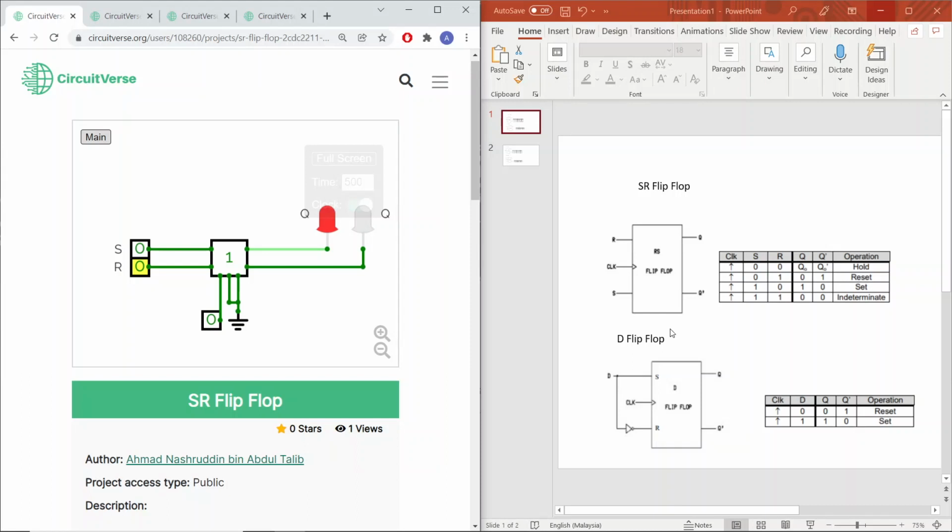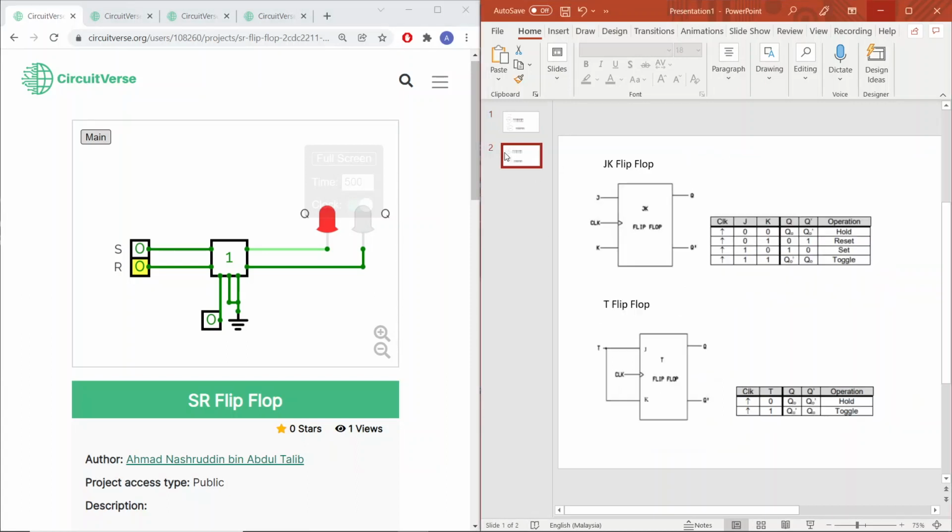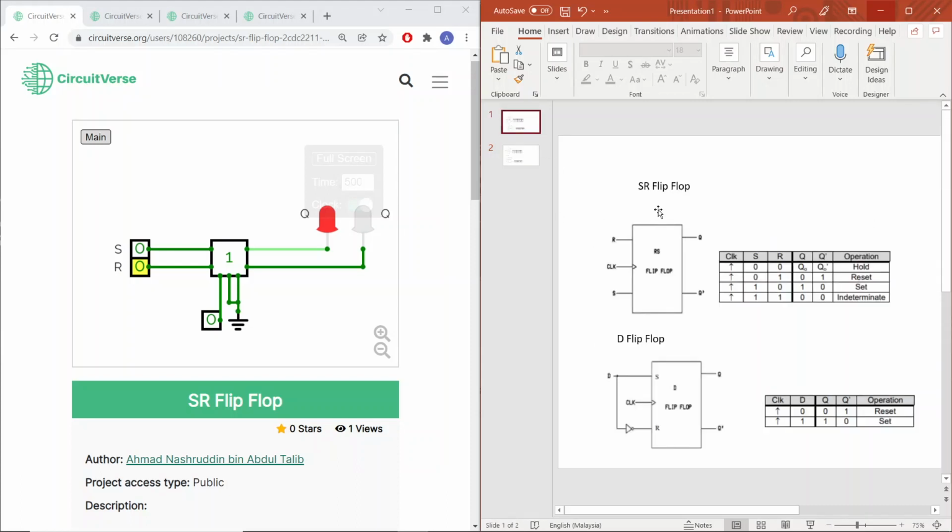So for this video, I will present to you guys about the flip-flop. Basically, there are four types of flip-flop: SR flip-flop, which is here, D flip-flop, JK flip-flop, and T flip-flop. But for the first video, I will focus on the SR flip-flop and explain to you guys how the SR flip-flop functions.